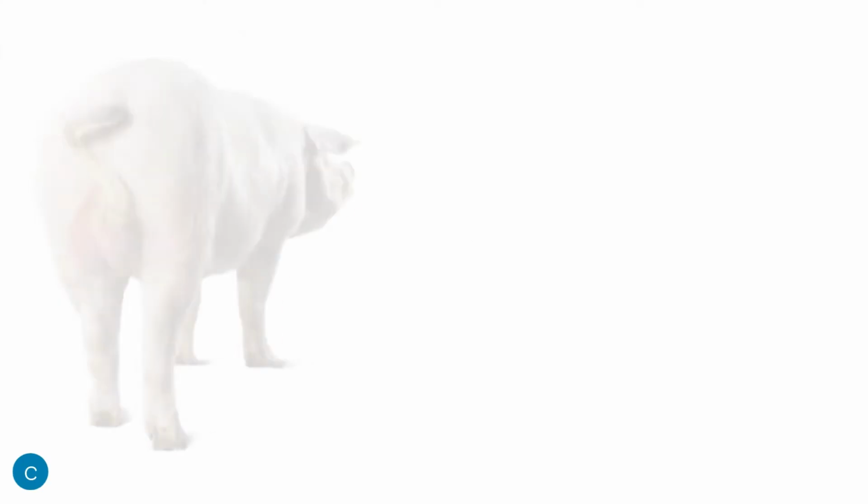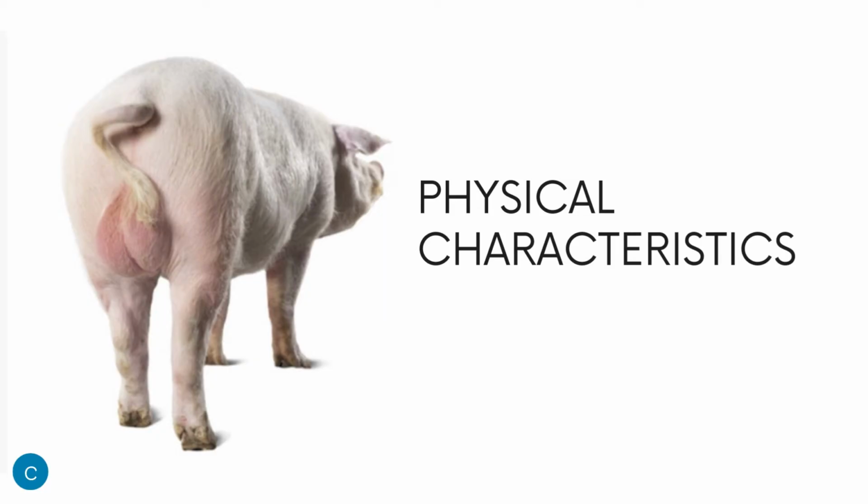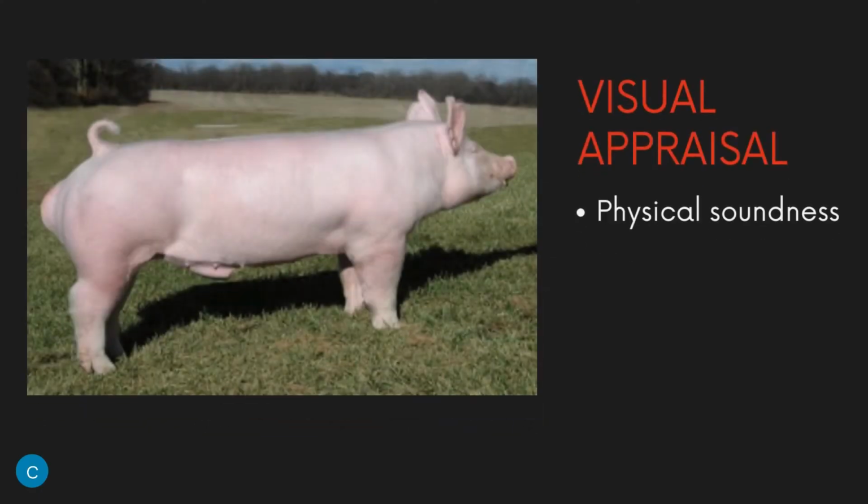Selection of boars. When it comes to boars, one of the bases for selection is the physical characteristics. Examples are visual appraisal of leg soundness, length, and number of teats. For the visual appraisal, we have the physical soundness. It means that there should be masculinity in appearance and action, and it should be associated with reproductive potential.